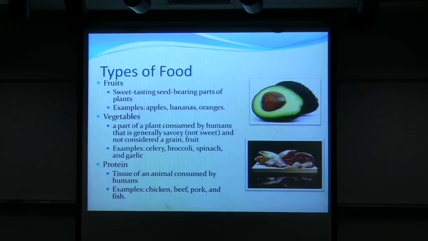Secondly, we have vegetables, which are parts of plants that are consumed by humans that is generally savory, that is not sweet, and not considered a grain, fruit, etc. So these are celery, broccoli, spinach, garlic, and lots of plants.